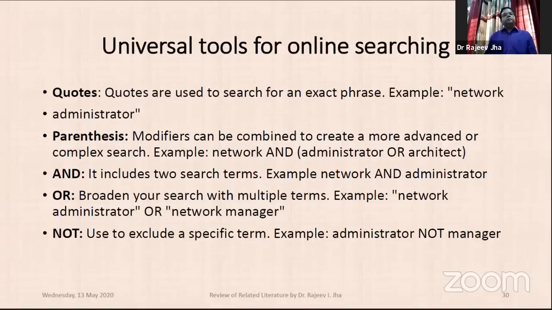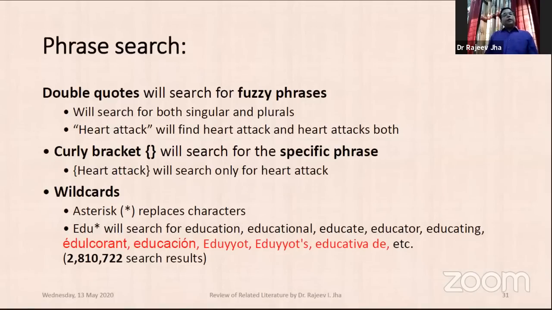You can also search for a phrase. For example, if you use double quotes, then it will search for fuzzy phrases. It will search for both singular and plurals. For example, if I put heart attack in double quotes, it will find heart attack as well as it will find heart attacks, the plural, both. You can use curly brackets. This will search for specific phrase. So heart attack put in curly brackets will search only for heart attack, but not for the plural.